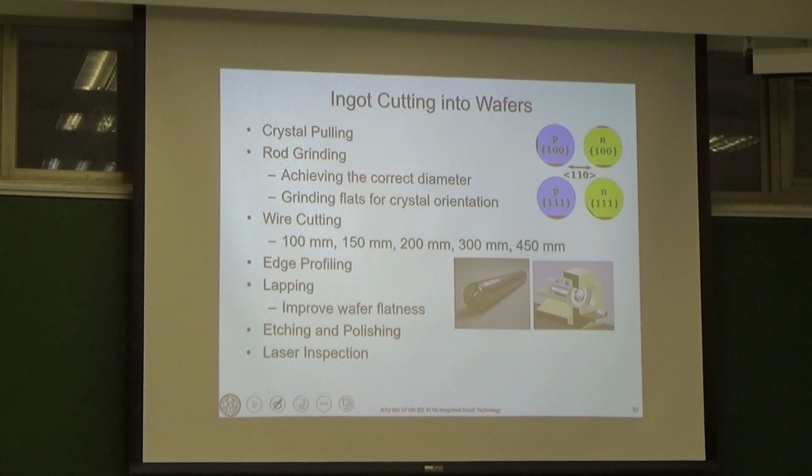Once we have this ingot ready, after we pull this crystal out, we need to grind this rod to make it the correct diameter or correct size we want. We will also use a tool to make a flat on this ingot to help us identify the crystal orientation. For example, for N-type or P-type, we will have different cut notations here.